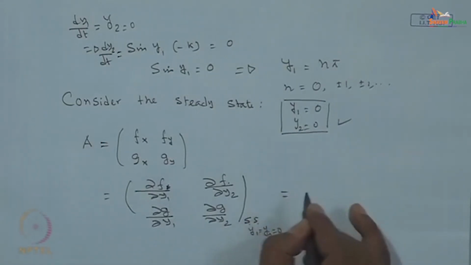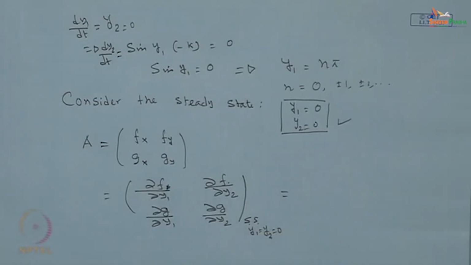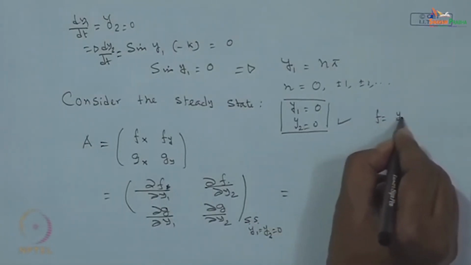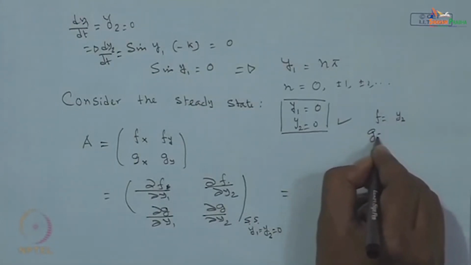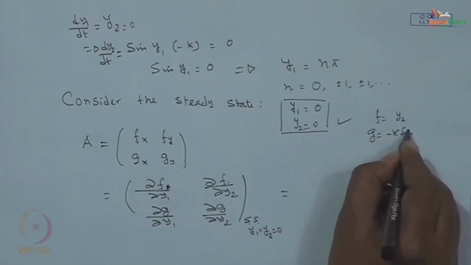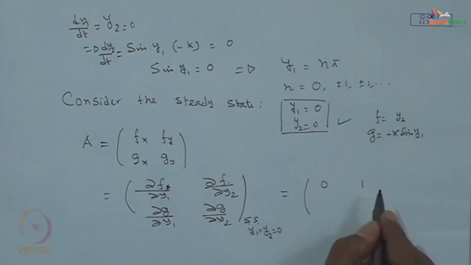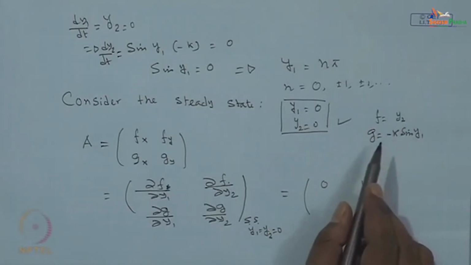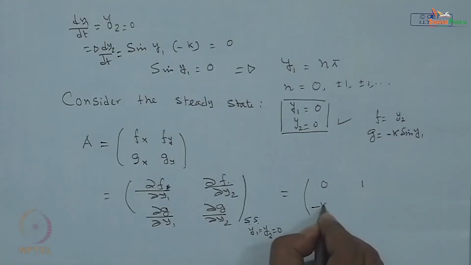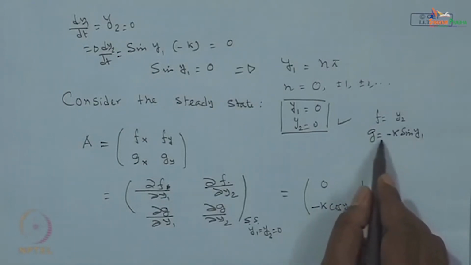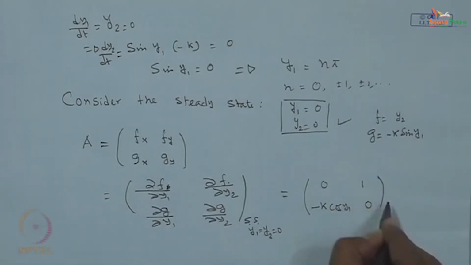We have already seen that f is nothing but y2 and g is nothing but minus k sin y1. So, del f del y1 will be equal to 0, del f del y2 will be equal to 1, del g del y1 will be nothing but minus k cos y1, and del g del y2 will be equal to 0. This will be evaluated at the steady state, that means at y1 equal to 0 and y2 equal to 0.